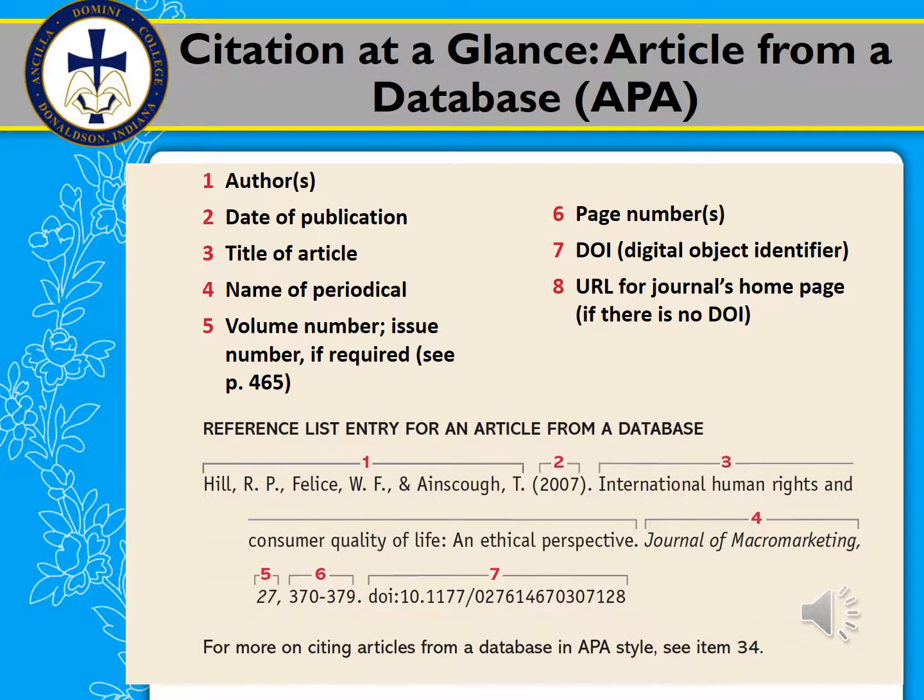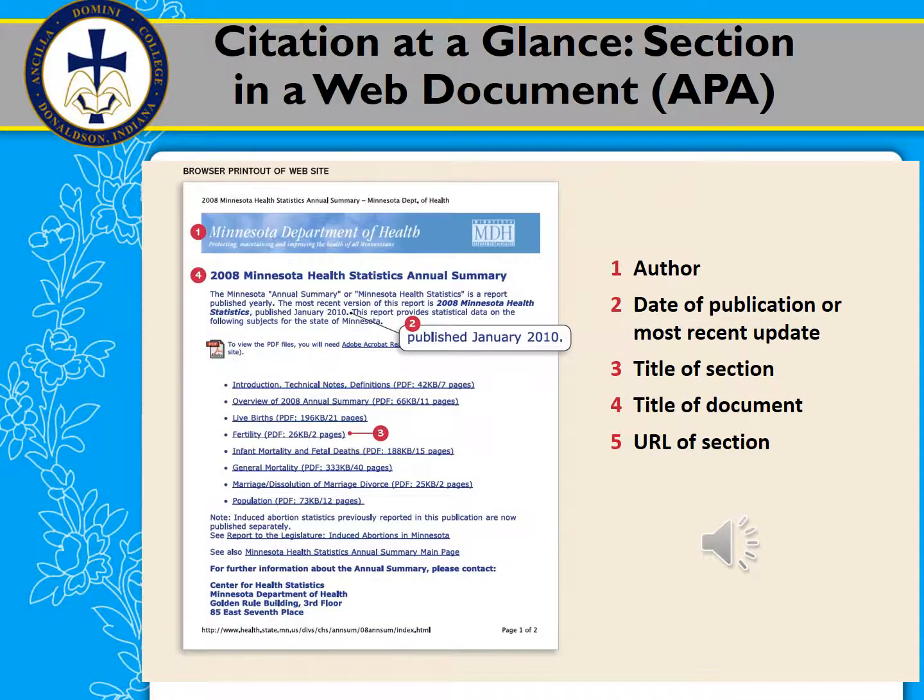So again, Gale, Cengage, or EBSCOhost will actually do all of this for you, but it's helpful to know what the elements are. When we look at a website source, we are going to be looking for some of the same things we would look for in other listings or in MLA listings. But again, you'll see some slight differences here.